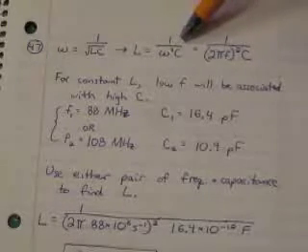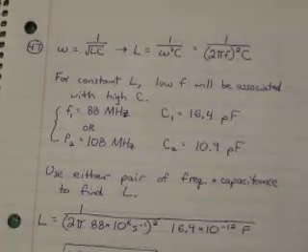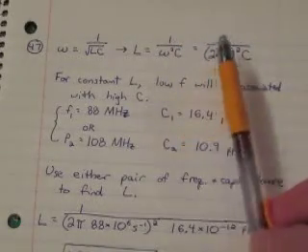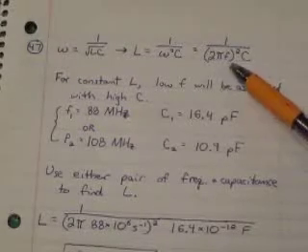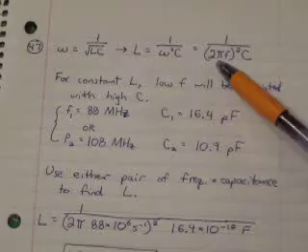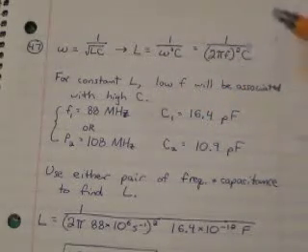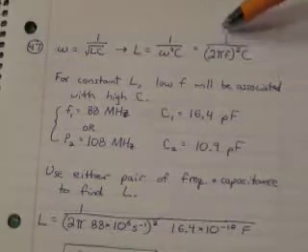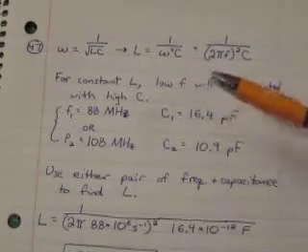So L is 1 over omega squared C, and in place of omega, we want this in terms of frequency, cycles per second or hertz. So omega squared becomes 2 pi f squared. That is going to give us L. So for a constant L, low frequency will be associated with high C.